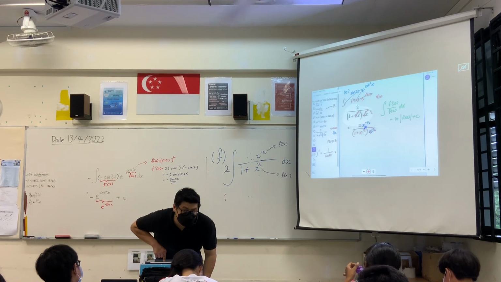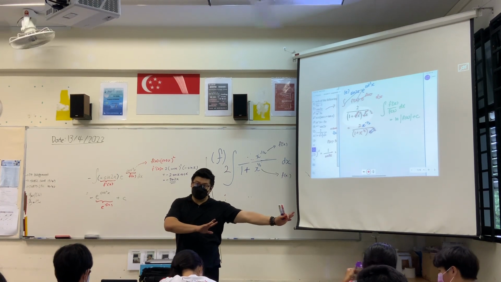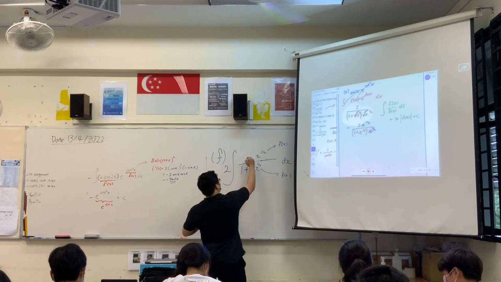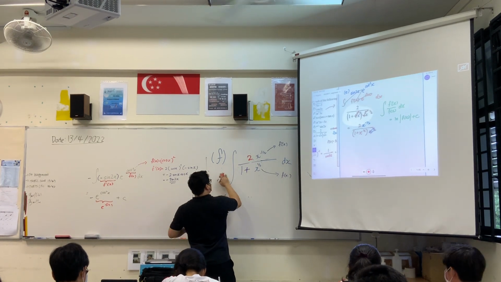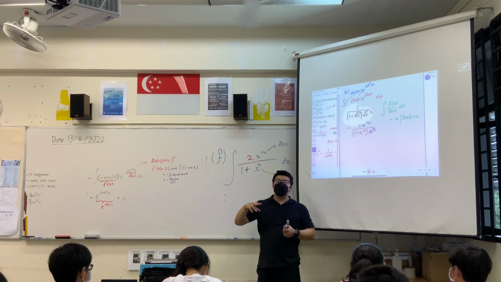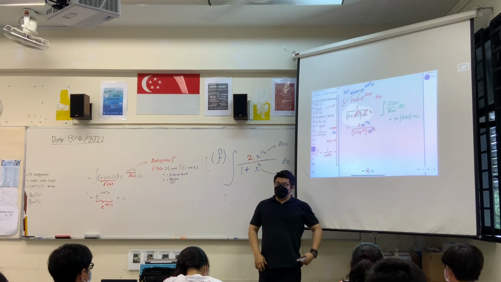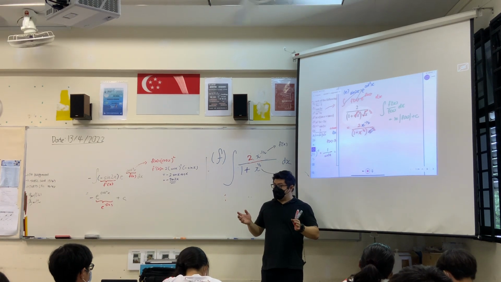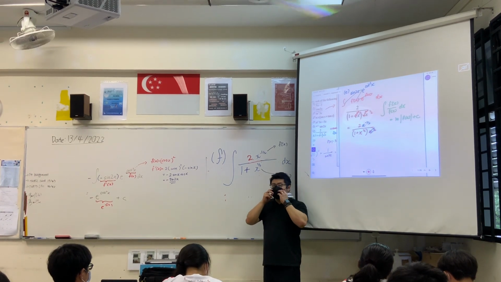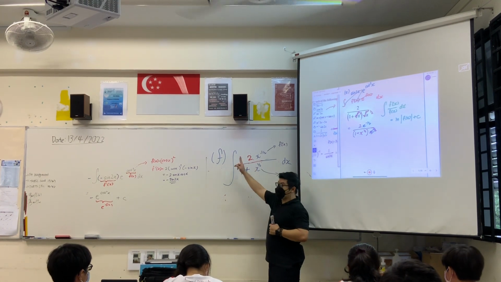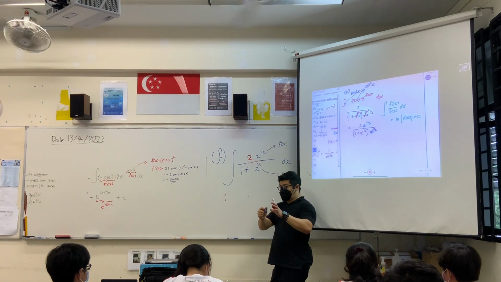Why do I take the 2 out? You don't have to take the 2 out, you can also leave it inside. I just take it out because in integration, scalar multiples are not so important. It can happen outside. So I pull it out.